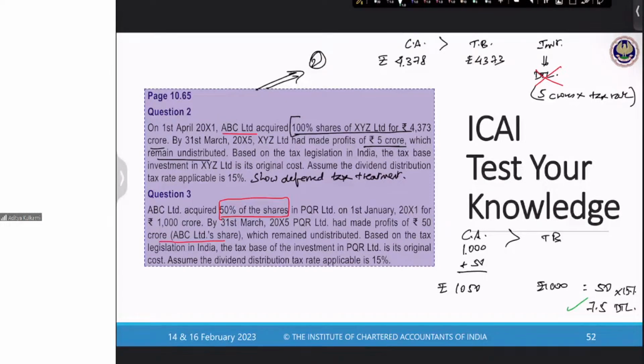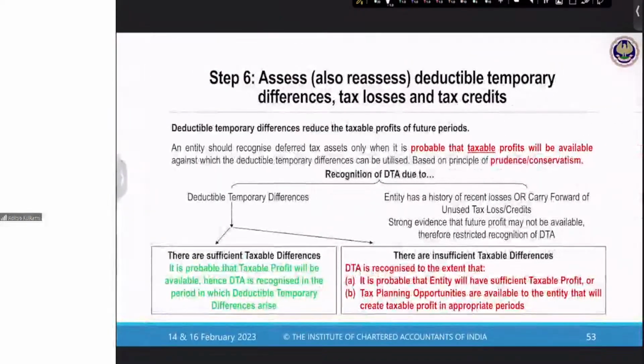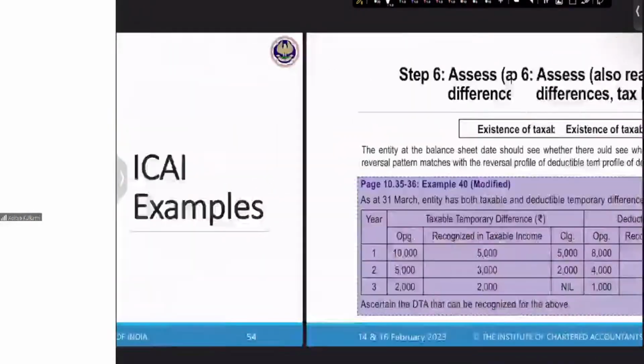Okay, fine. If ABC has 60%, you are controlling. So do not create a DTL. So importance is control. If you are controlling, then do not do the DTL calculations. Okay. So that takes care of these 2 questions. Coming to the next step, step number 6.